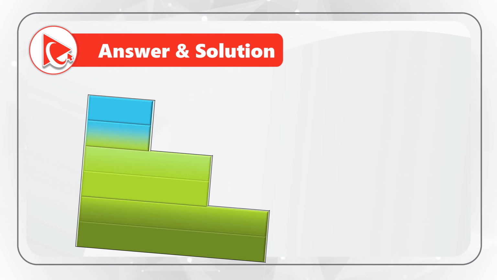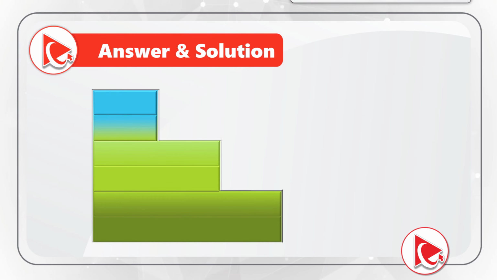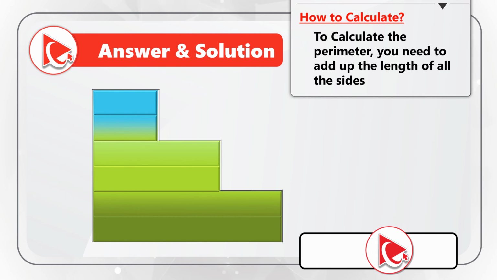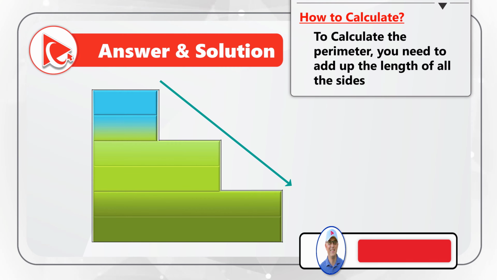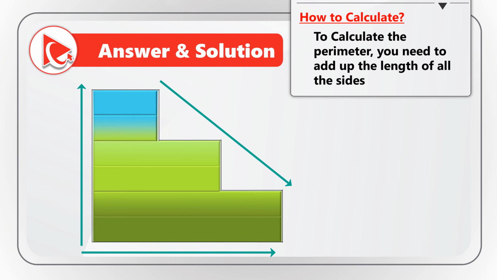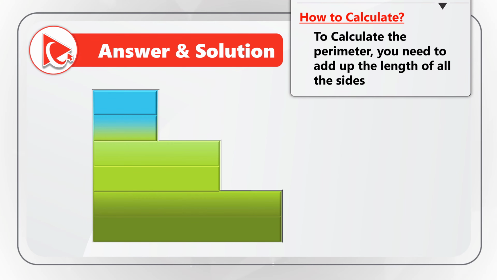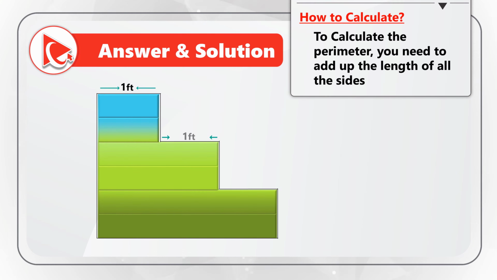As you might be well aware, to calculate the perimeter, you need to add up the lengths of all the sides. In our object, we're presented with steps that have measurements. And this object also has solid sides at the bottom and on the left. So first, let's calculate the perimeter of the steps. The top sides are all 1 foot, and the height of every step is also 1 foot.